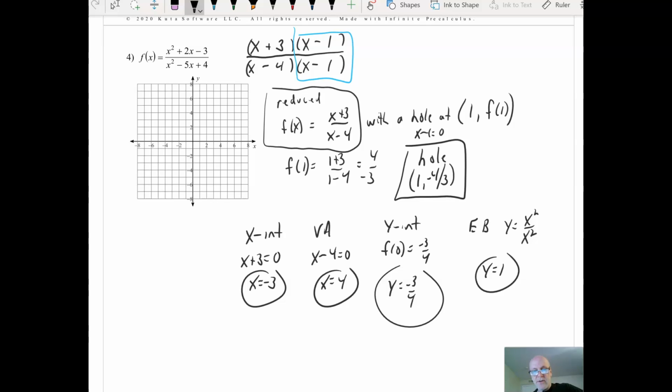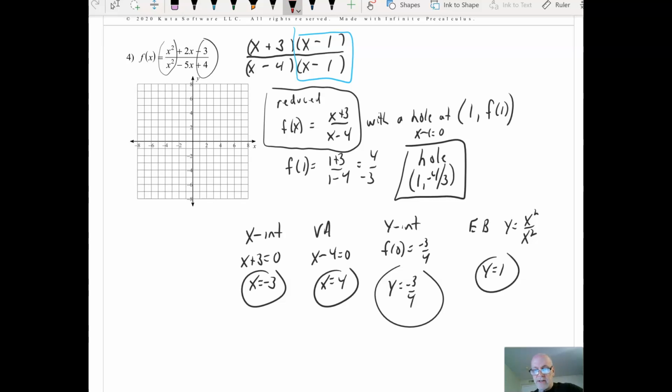We found our x-intercept from the numerator, our vertical asymptote from the denominator, and our y-intercept. I looked back over here and got the -3/4, and then I looked at this for my end behavior. Okay, let's plot these pieces.